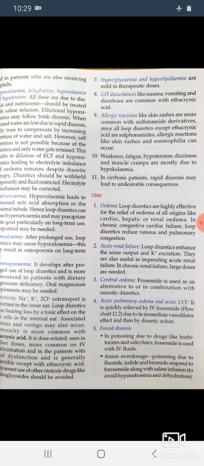So these are the side effects and adverse effects of the loop diuretics. Coming to the uses, the first use is edema.